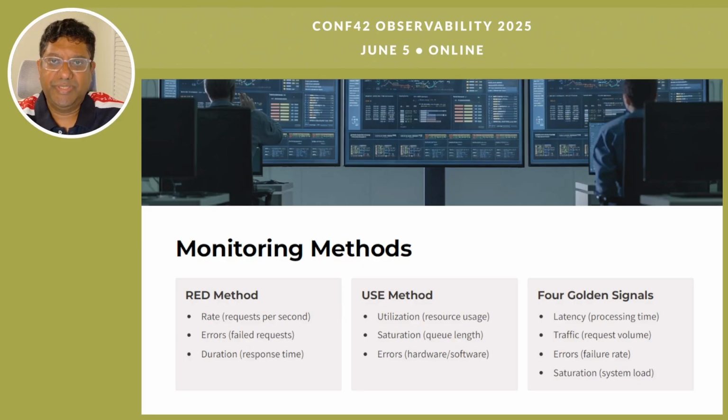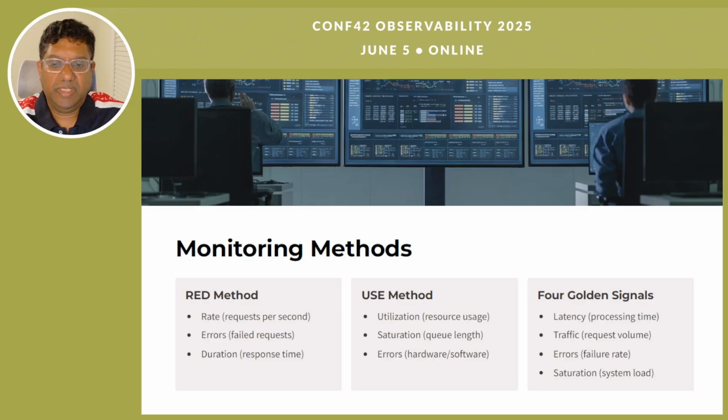And the second method is the USE method. It focuses on utilization of resources, like how much CPU is used, how much disk is used. Saturation, like queue length, for example, network packets or network requests queuing up. Errors, which could be hardware or software related errors. Say, for example, disk errors, IO errors, these are all called errors.